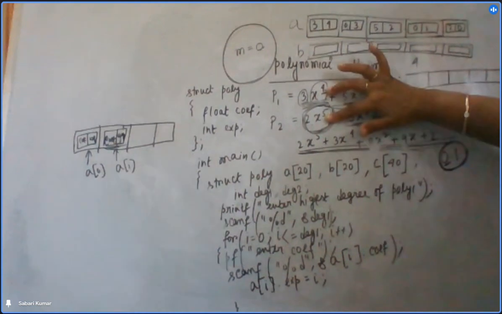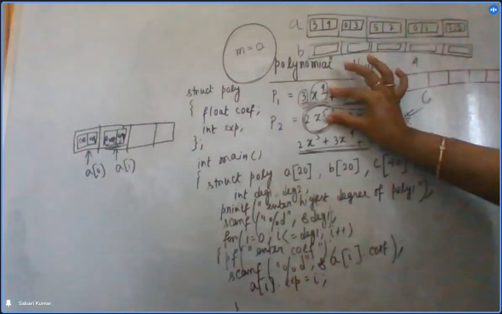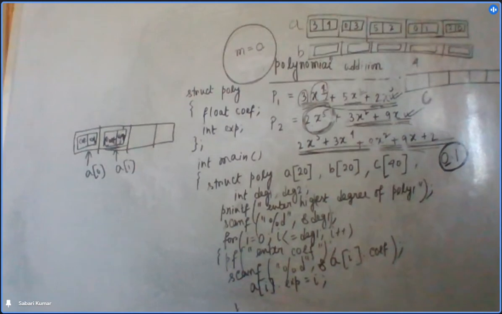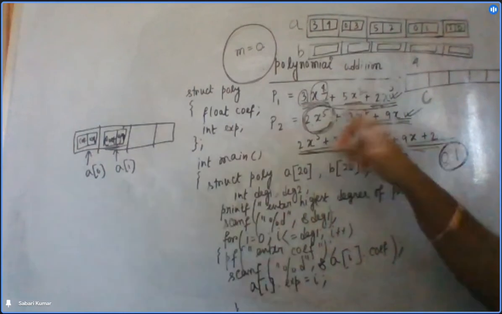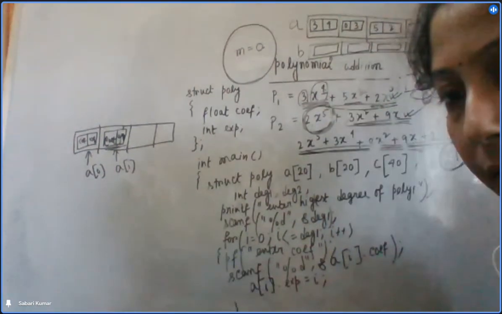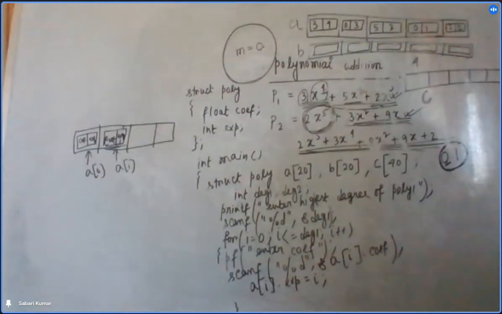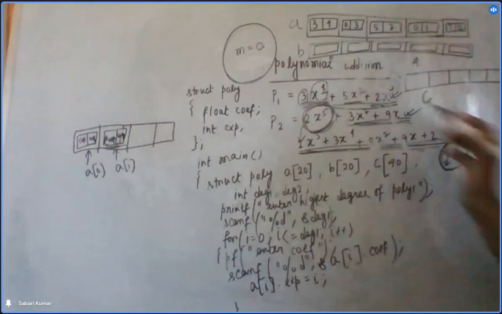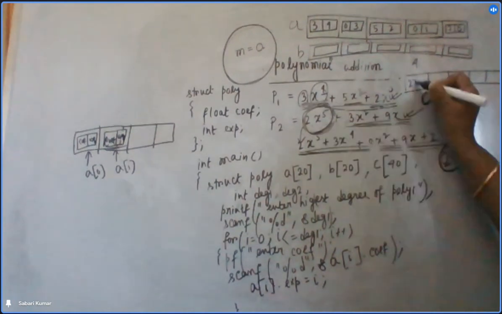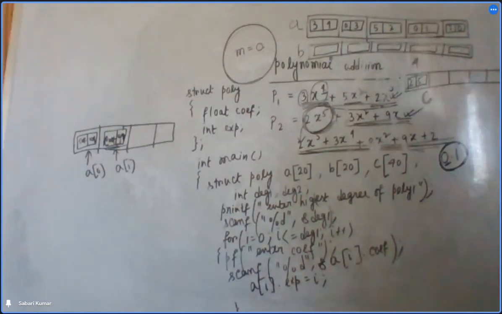If these two exponents are equal, then I have no problem, we will add the coefficient values. But if those exponents are not equal, then we have to check which one is greater. According to that, this part will be added in C. The larger one has no chance later, since I have arranged in descending order of degree, so I will simply put it here. 2x to the power 5 means 2 and 5. Simply we will copy that in C.